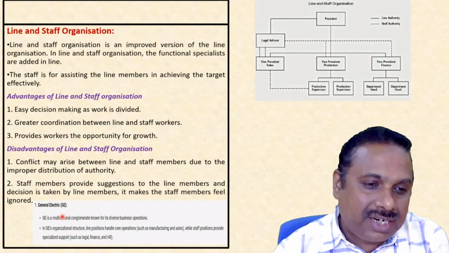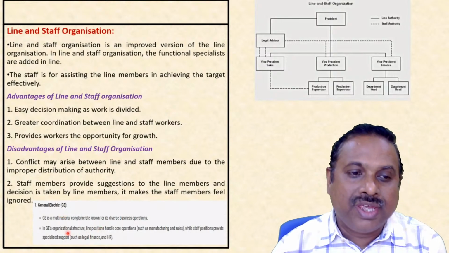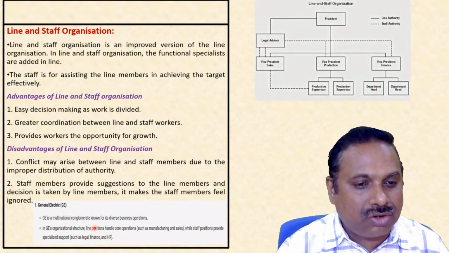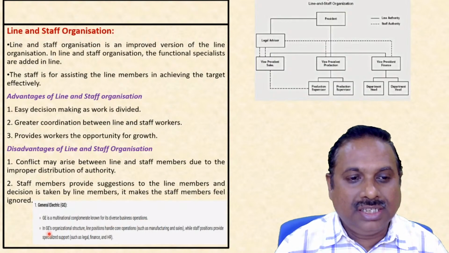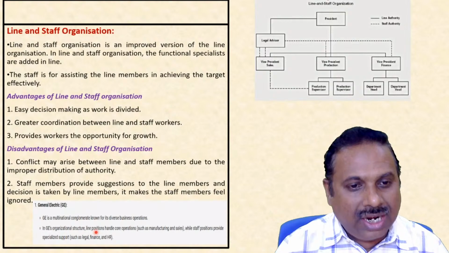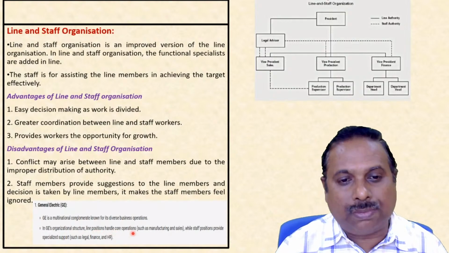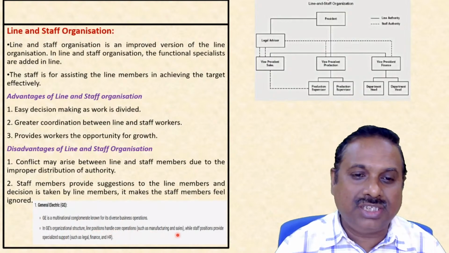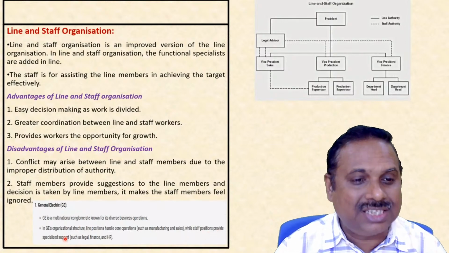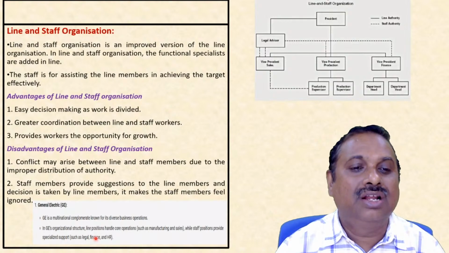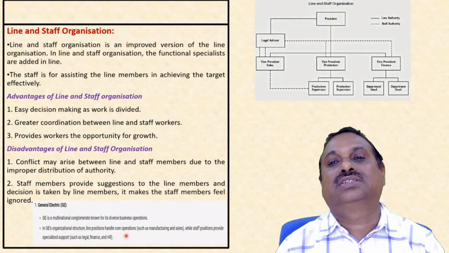Take the example of General Electric, GE. GE is a multinational conglomerate known for its diverse business operations. In GE's organizational structure, line positions handle core operations such as manufacturing, sales, etc., while staff positions provide specialized support like legal, finance, and HR, like this.